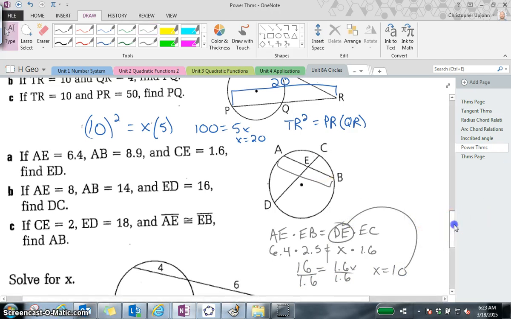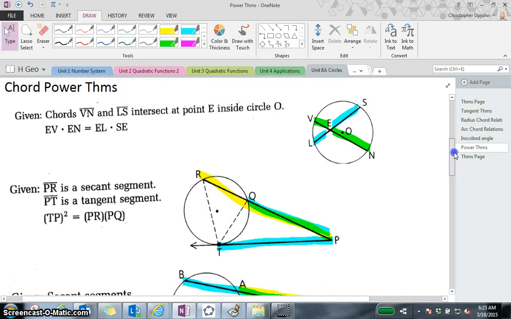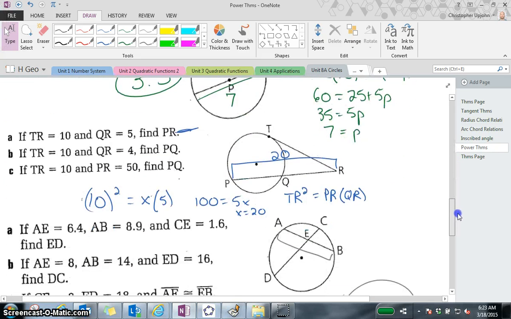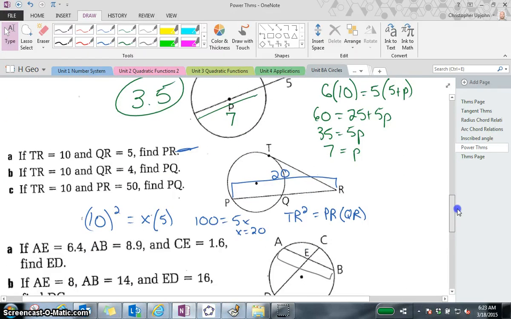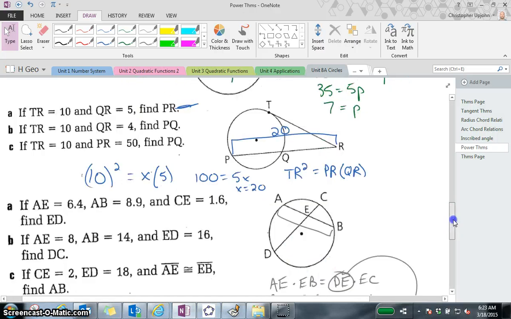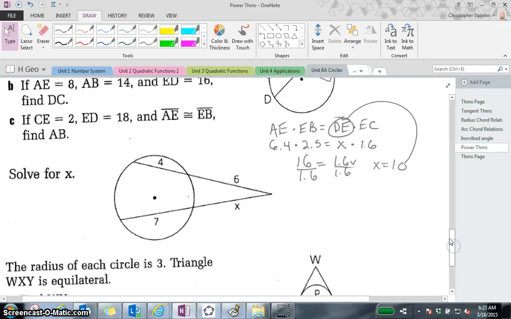So those are our three examples of these theorems. They're not very crazy. We just need to make sure we include the whole secant segment. Tangent isn't too bad. The chords aren't too bad, but it's the whole secant. So for instance here, we could label this with letters, I suppose, if we wanted to, but we don't need to.